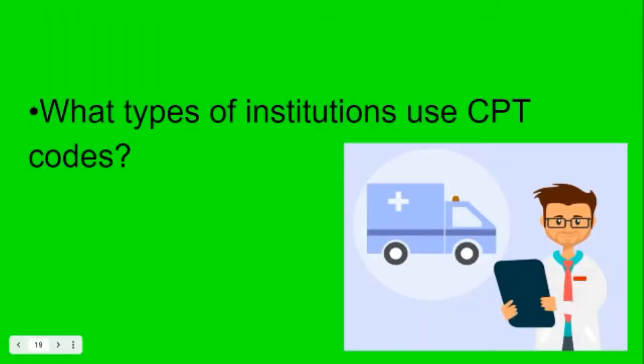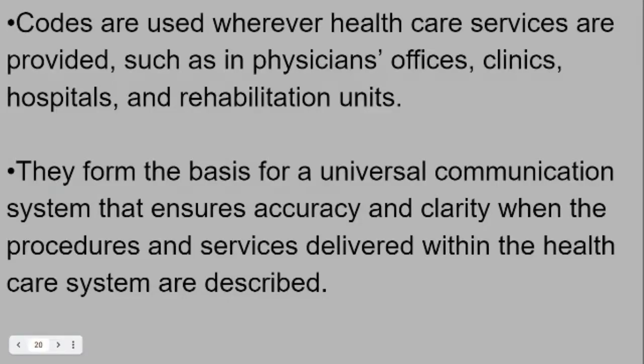What types of institutions use CPT codes? Healthcare services are provided in places such as physicians' offices, clinics, hospitals, and rehabilitation units. They form the basis for a universal communication system that ensures accuracy and clarity when the procedures and services delivered within the healthcare systems are described. That is what your CPT codes are going to do. They're going to describe the service.